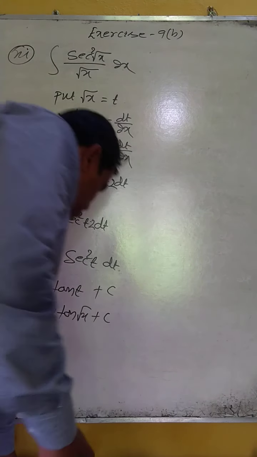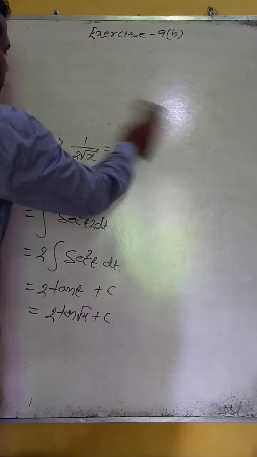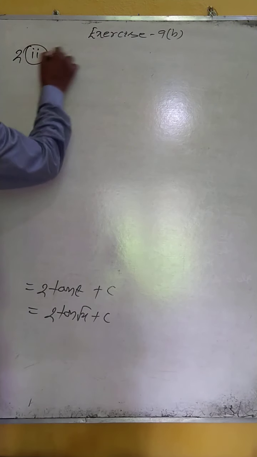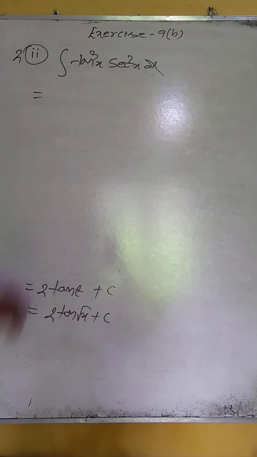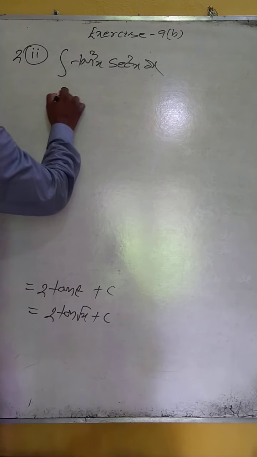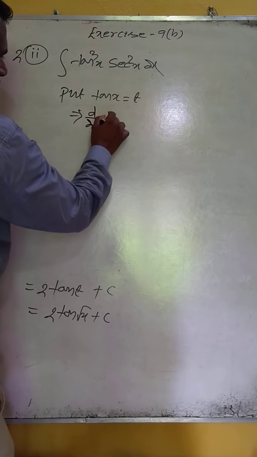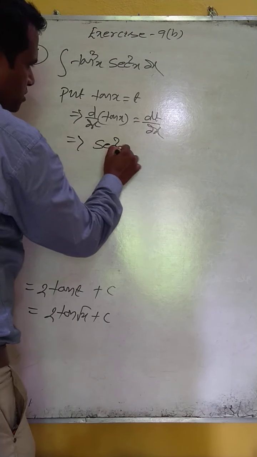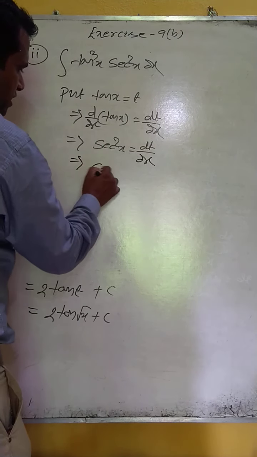Okay, next we discuss another problem, number 2 part 2: integral tan cube x sec square x dx. In tan cube x sec square x dx, put tan x is equal to t. So d by dx of tan x is equal to dt by dx, that implies sec square x dx is equal to dt.